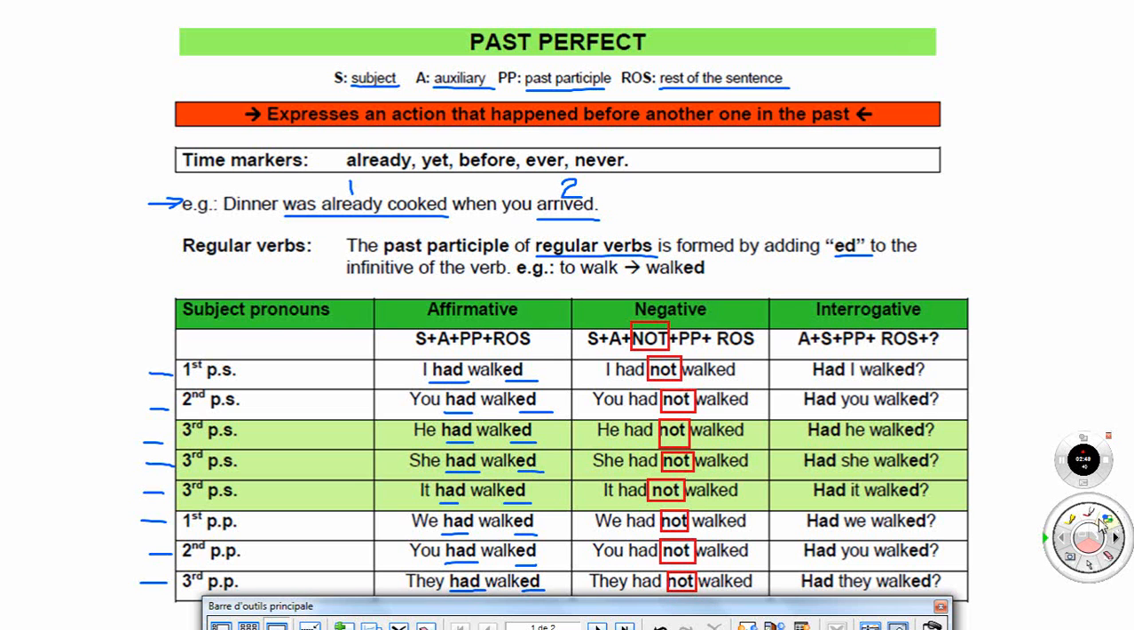For the interrogative form, we're going to put the auxiliary in front of the subject. So, don't forget that you're going to have to put a question mark. Had I walked? Had you walked? Had he walked? Had she walked? Had it walked? Had we walked? Had you walked? Had they walked? So this is how you conjugate with regular verbs in the past perfect.